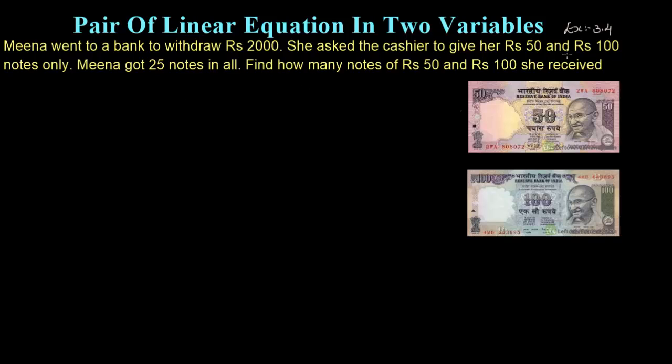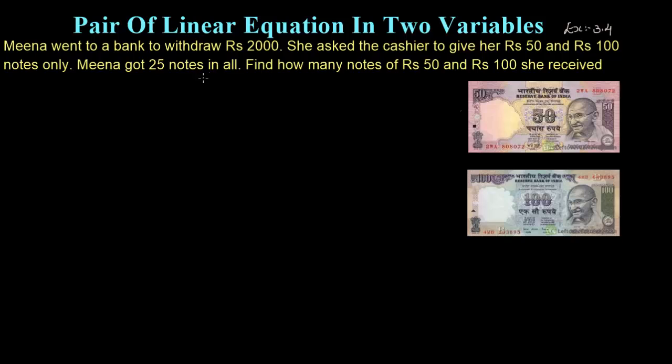In this video, we will be continuing with the word problems of exercise 3.4 of pair of linear equations in two variables from the NCERT Mathematics textbook. So let us read the question. Meena went to a bank to withdraw 2000 rupees. She asked the cashier to give her 50 rupees notes and 100 rupees notes only. So when she went to the bank, she asked only for 50 and 100 rupees notes, and totally she needs 2000 rupees.